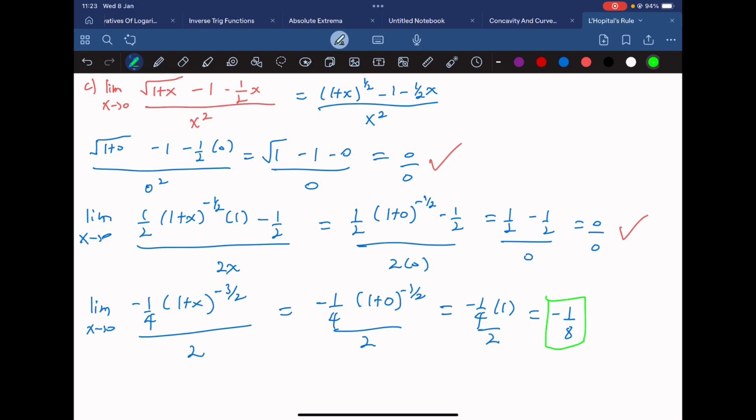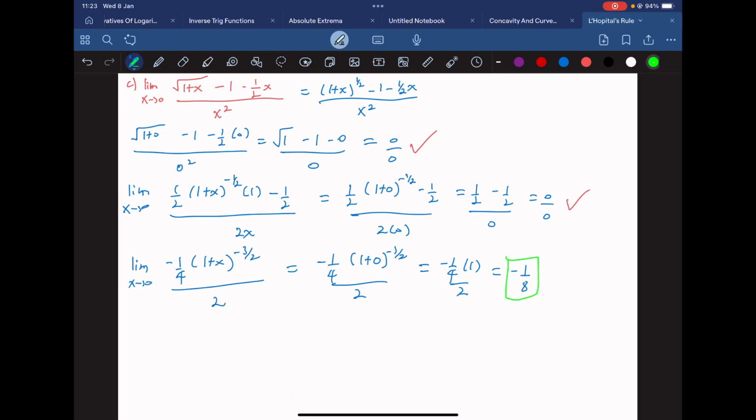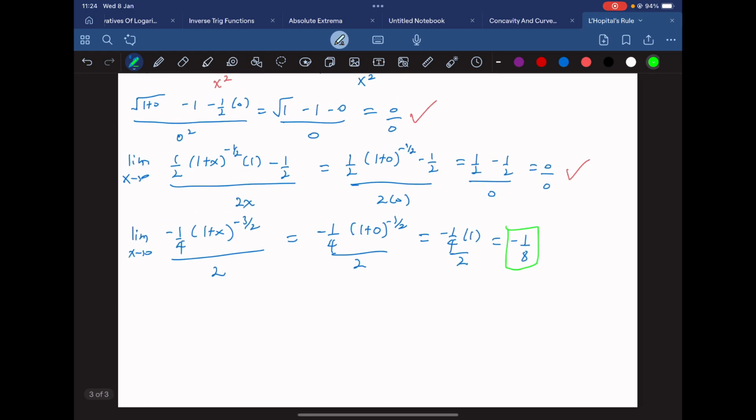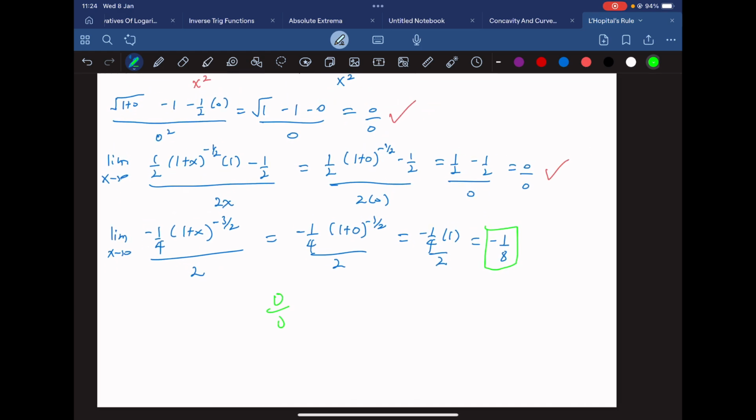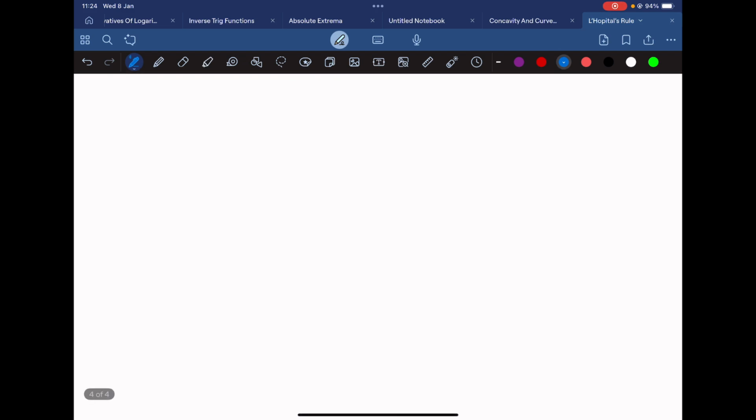I hope this is clear. Now, all the indeterminate forms that we had so far were 0 over 0. Now let's look at a different indeterminate form. Whenever you have the indeterminate form infinity times 0, what do you do?